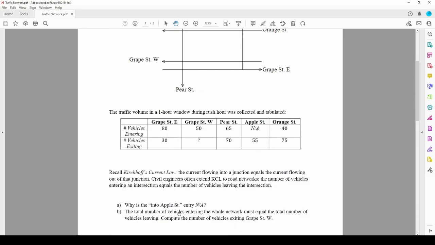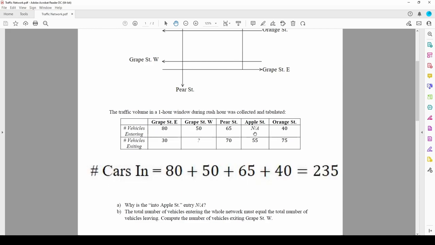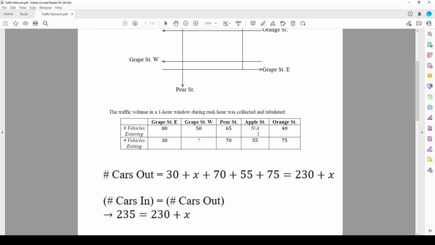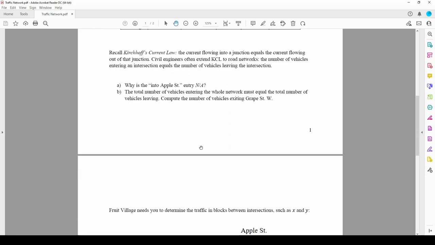Part B relates to the question mark in the table. Basically, it wants us to find the number of cars exiting Grape Street West. We can apply conservation of cars to not only one individual intersection, but the network as a whole. The total number of incoming cars must equal the total number of outgoing cars. If we sum across the first row, treating the NA more or less as zero, we have 235 cars coming in. If we sum across the second row, we have 230 plus X cars going out, so that means this entry must be 5.